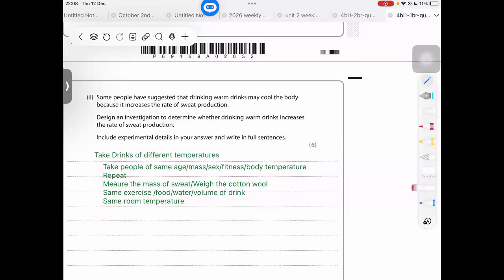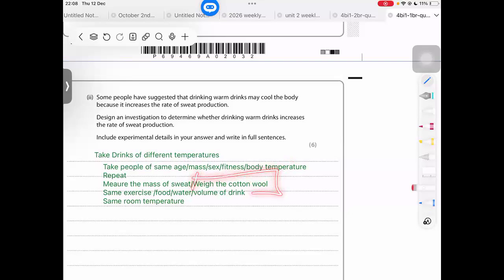And then you have to give each of them a cotton wool, because you can't write weigh the cotton wool before writing that you're giving them a cotton wool at first, right? So you have to describe it. You're giving them a cotton wool to measure the amount of sweat that they are excreting from their body. You're placing a cotton wool in their arms, right? Or something like that, right? You have to mention it in your own words. And then you measure the mass of sweat, right? You weigh the cotton wool, so you can measure the mass of sweat.